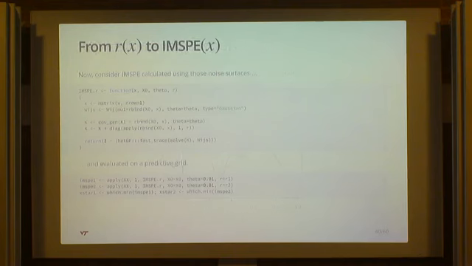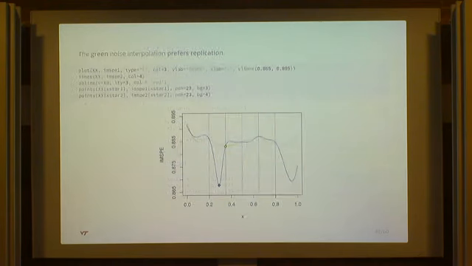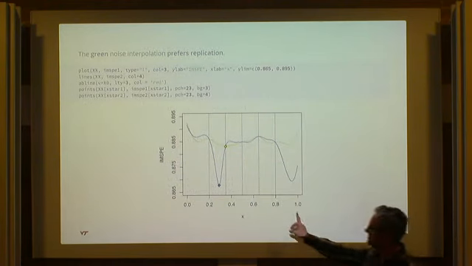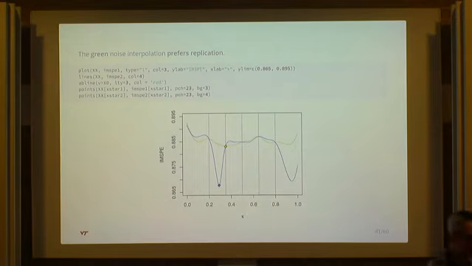I'm going to calculate integrated mean squared predictive error using that formula on the previous slide coded up in R in that function for those two different noises. So this imspe.r is just a function that calculates imspe for a particular variance function R. And then it evaluates that function on a predictive grid. I'll show you what that looks like. So now the x-axis is the same as before, but the y-axis is imspe, and smaller is better. You want to minimize the mean squared predictive error.